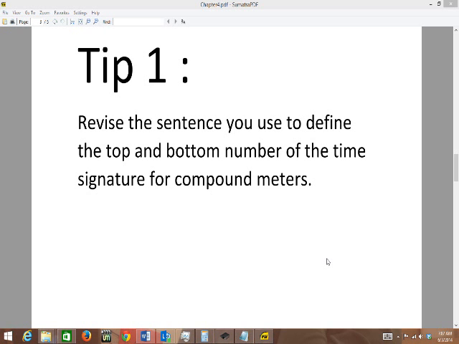6/8 has 6 divisional units in a measure. The eighth note is the divisional unit, which makes the dotted quarter note the beat unit.